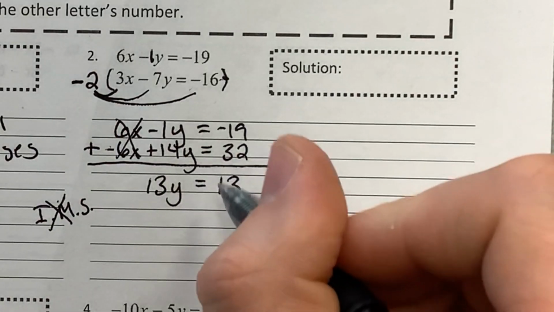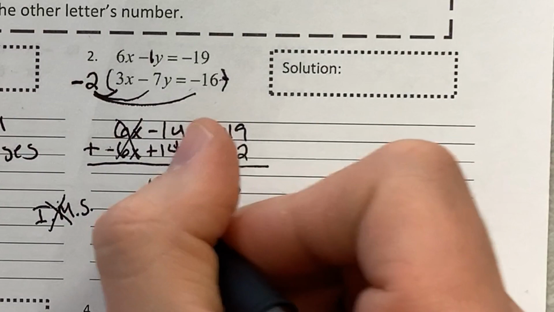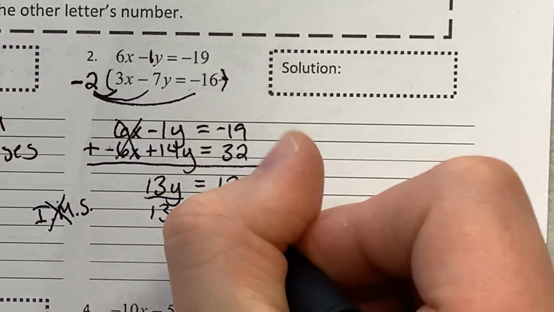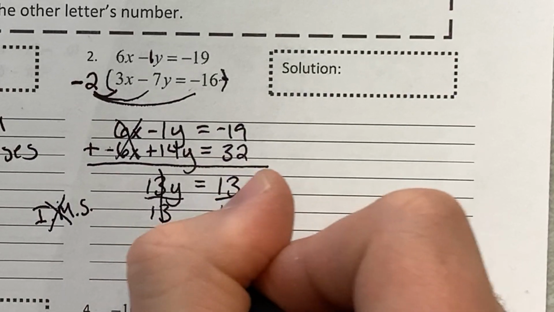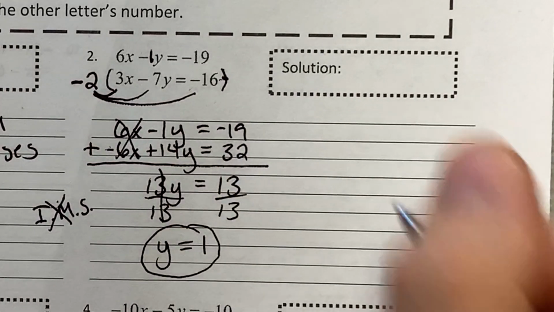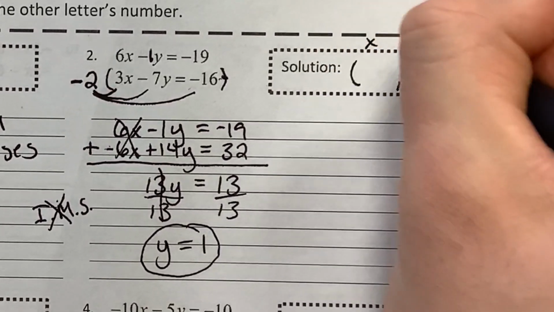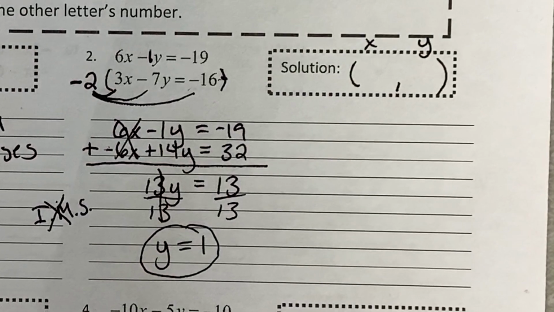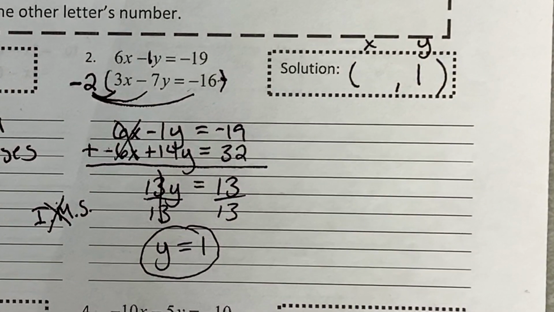Now, I'm going to solve for whatever letter is left. Right here, I have a coefficient of 13, so I divide both sides by 13. The 13s on this side divide out. Y equals 13 divided by 13, which is 1. And again, our solution, because this is not a special case, is going to be a point, an x and a y. I found my y value, so I found the first half of my answer.